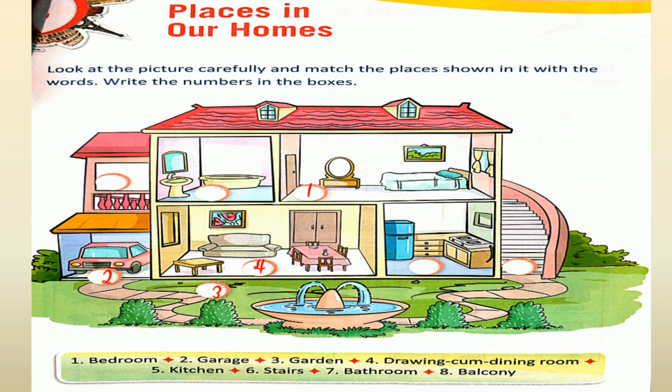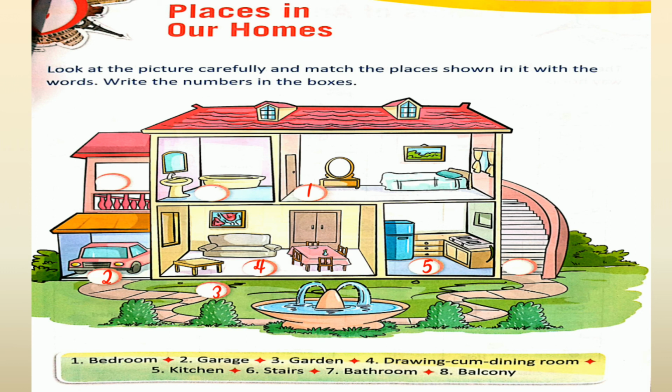Now number 5. Number 5 is kitchen. Where do we find the kitchen? Yes, this is the place we find the kitchen. Number 5 is for kitchen. We write the number 5. Here we can write the number 5 for kitchen.